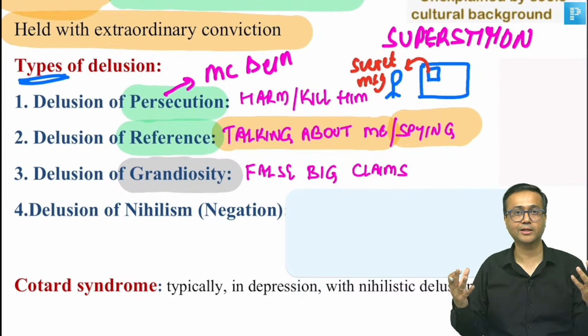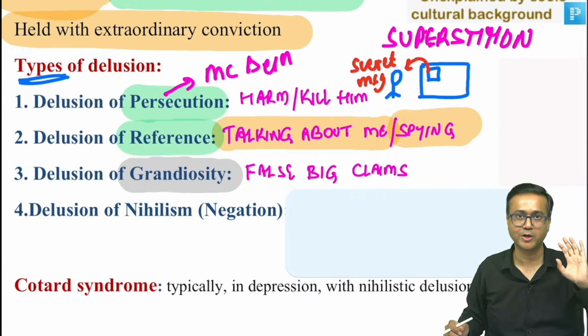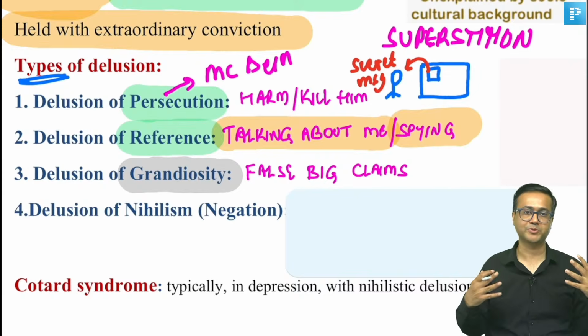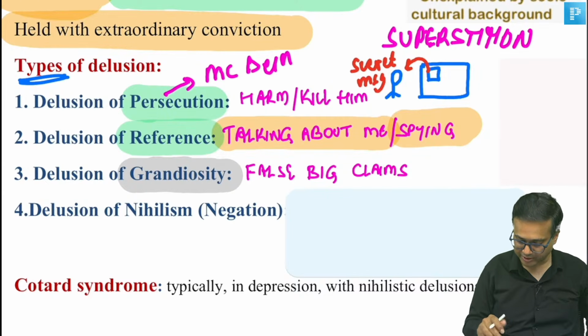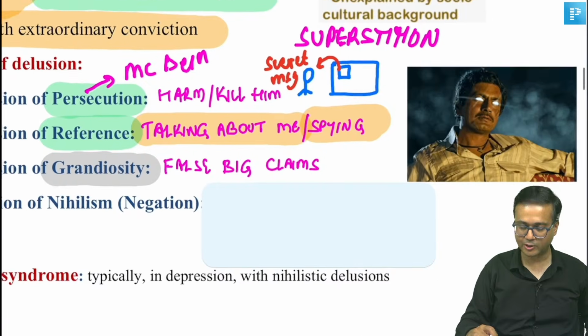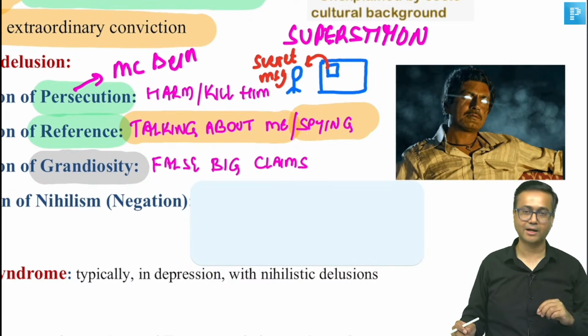Or he may say that the Prime Minister asked me what should I do. I am Donald Trump, the president of USA. Although his neighbor does not know him, he is making such big claims. So this is delusion of grandiosity. So patient may claim, you know, as if I am God. So this is delusion of grandiosity. Apuni bhagwan hai.